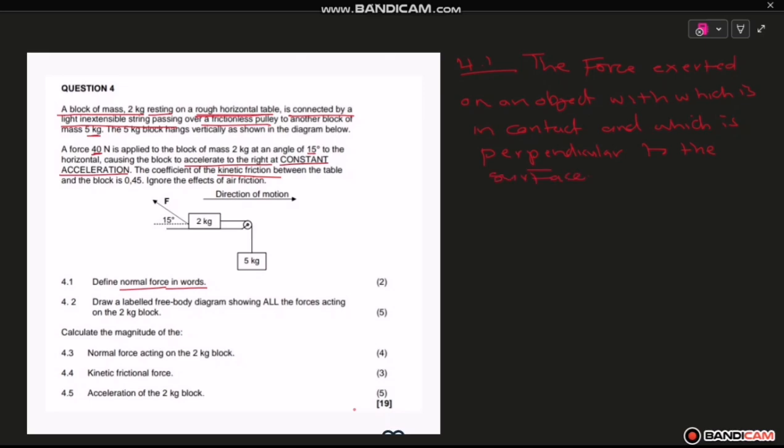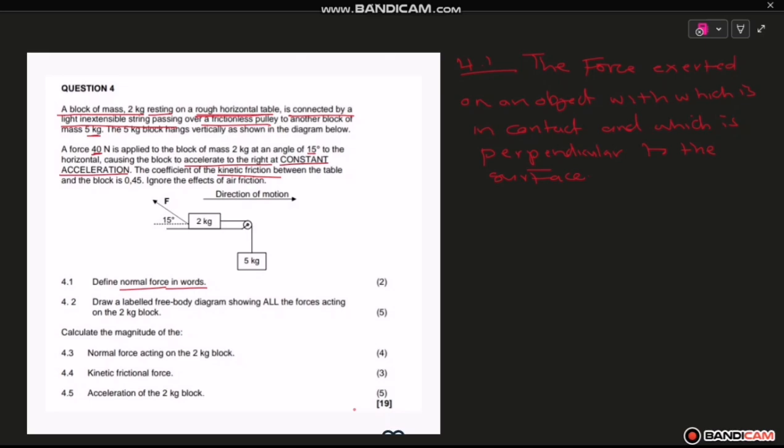So make sure that you understand what this definition is saying, meaning there's no normal force on a hanging object. Why? Because it is not in contact with the surface. But when the object is in contact with the surface, normal force exists. I hope it makes sense.